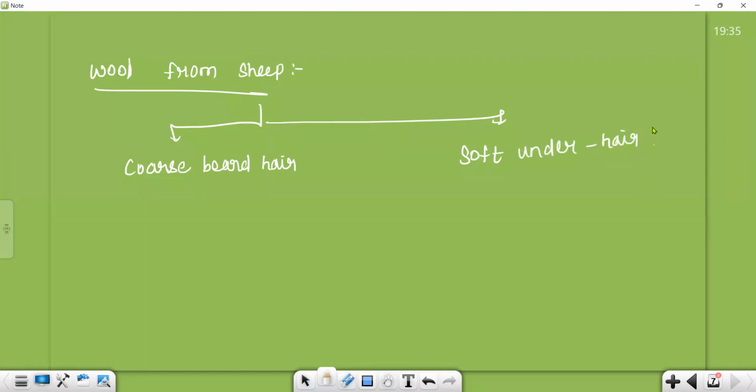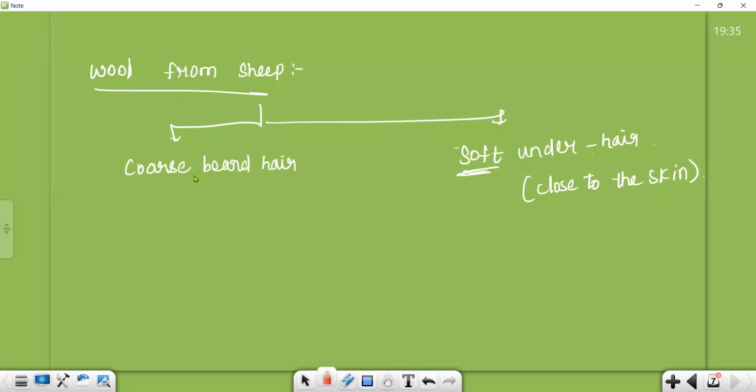Ma'am, the underhair of the sheep is very soft and the beard hair is very coarse, as the names themselves tell. The soft underhair is found close to the skin. Well, I'm continuing now. Yeah, you were speaking, so I was silent.